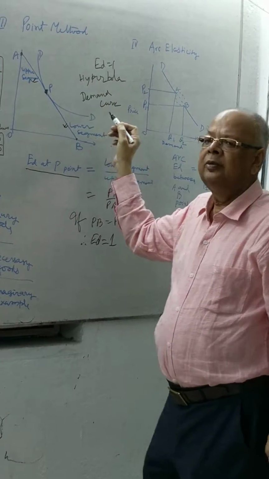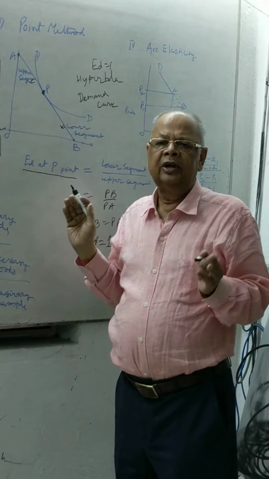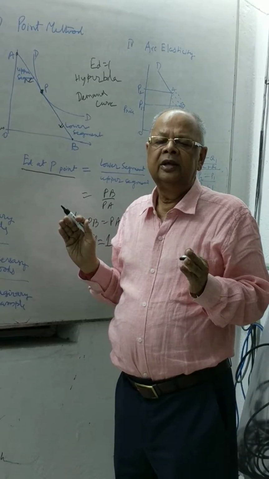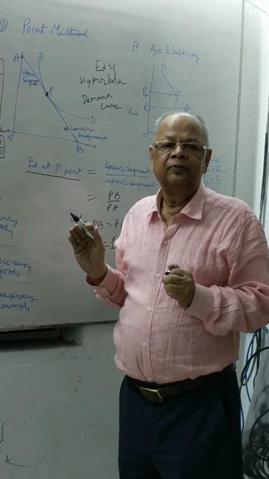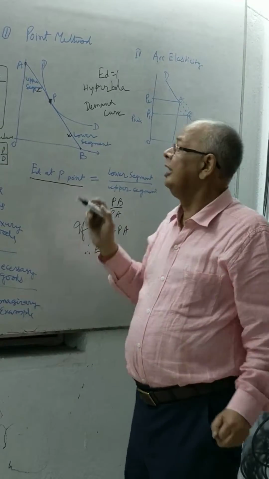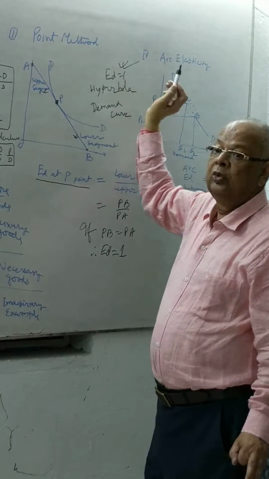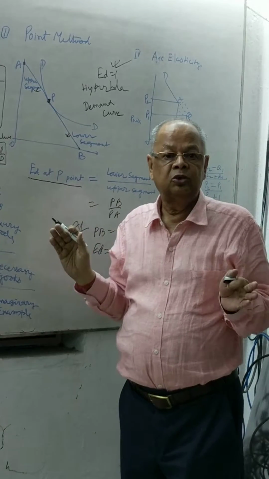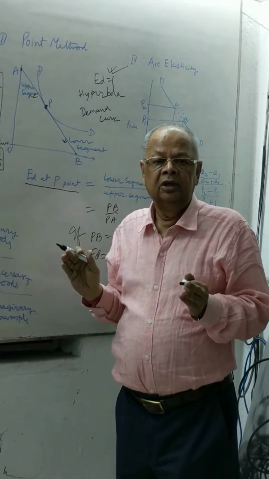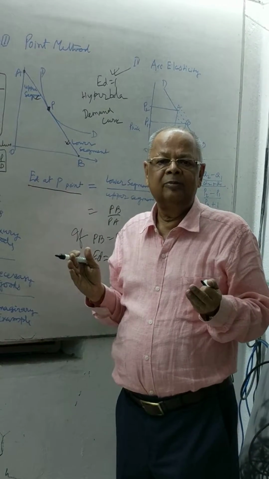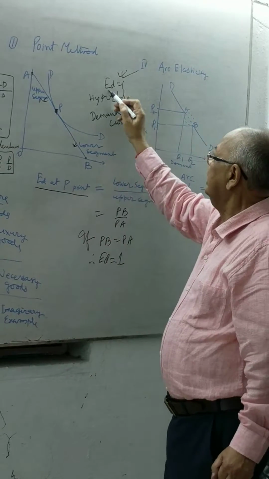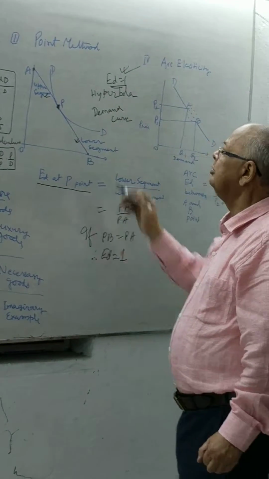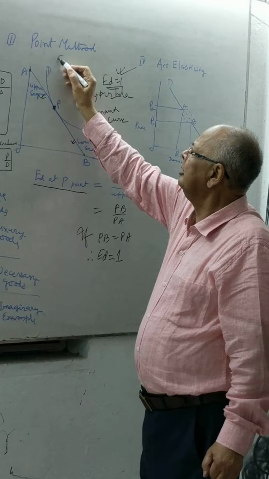This type of curve is very popular in economics. This demand curve is known as the hyperbola demand curve, and on a hyperbola demand curve, elasticity of demand is always equal to 1 everywhere. In an objective question, you will have a question: what is the elasticity of a hyperbola demand curve? The answer will be 1. This method is known as the geometrical method.